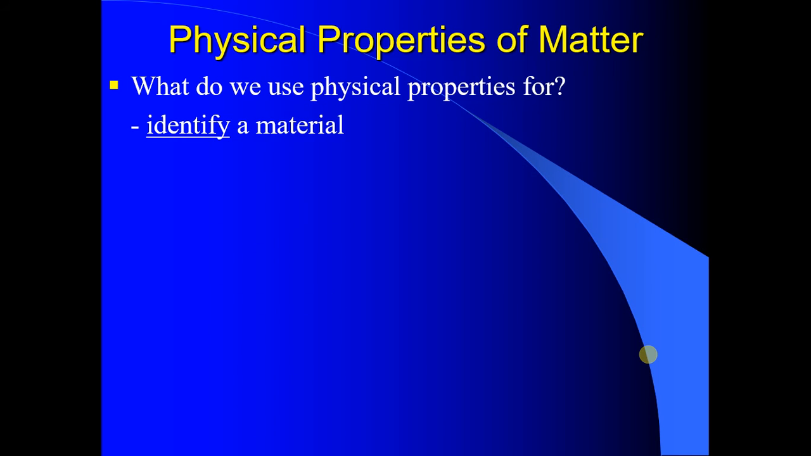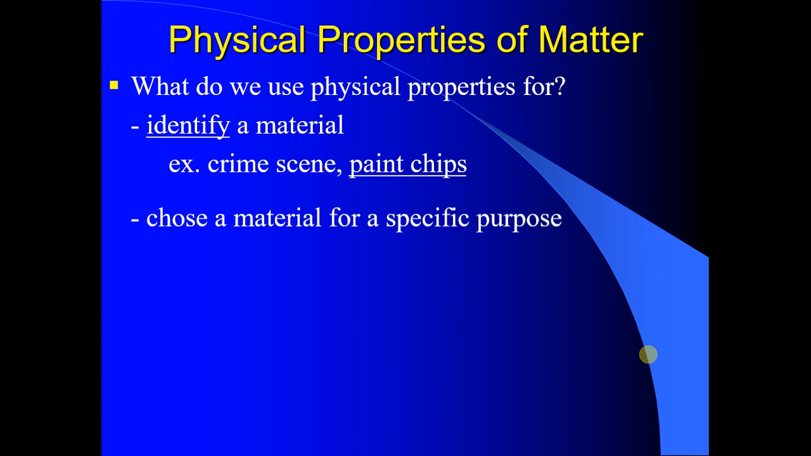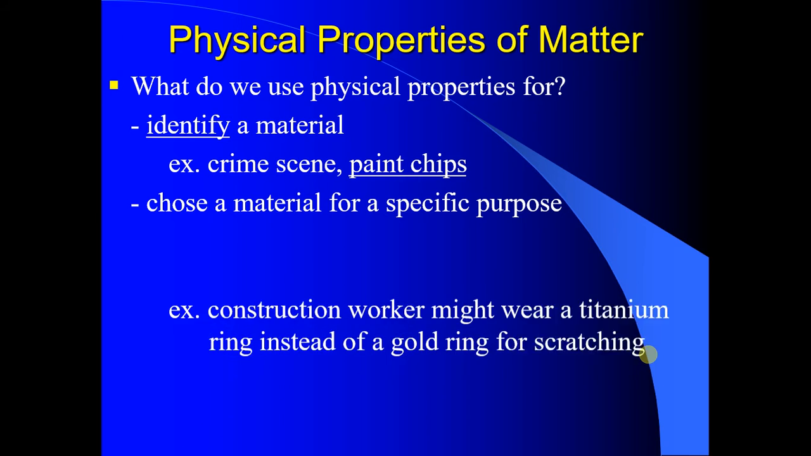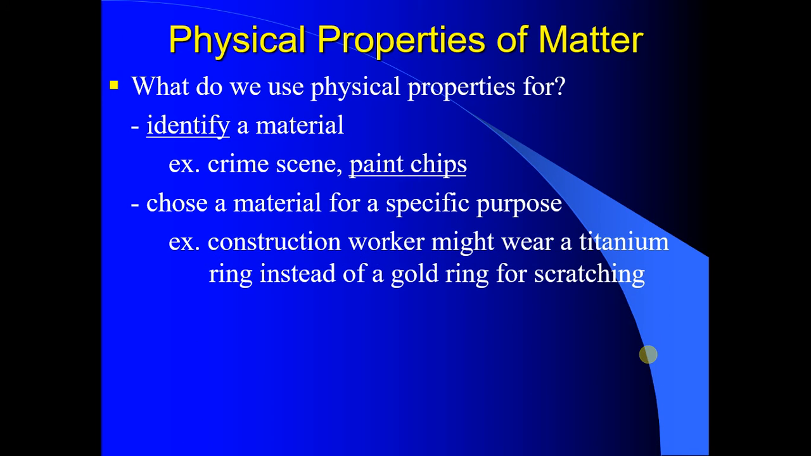A lot of the time we use physical properties to identify materials, like at a crime scene, right? In paint chips. We can use physical properties to choose a material for a specific purpose, like in construction or engineering. Figuring out the tensile strength and the compressive strength of different materials will give us an idea of which one is best suited for a specific job.